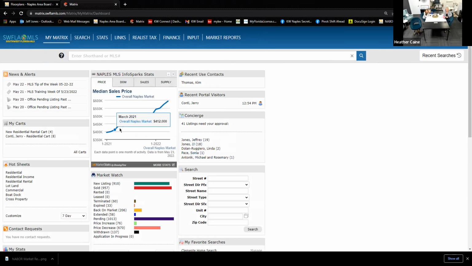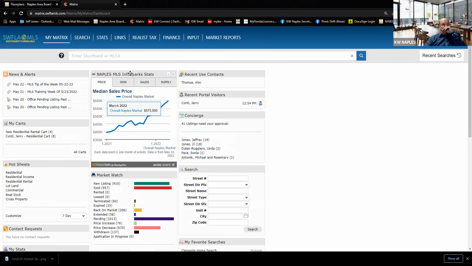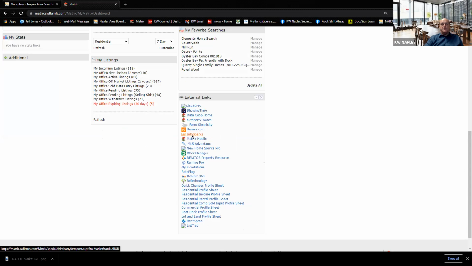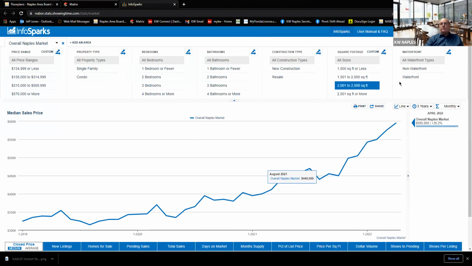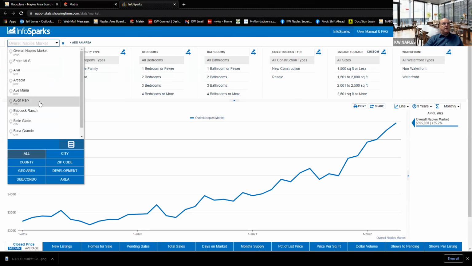Oh, yeah. And then if you want, we can do a whole class on InfoSparks. But if you don't have this widget set up, you can go here to InfoSparks, and that should take you to a whole stats package built in here, and you can pick your area. You can compare up to 4 areas. Like if we want, sometimes we look at Collier.